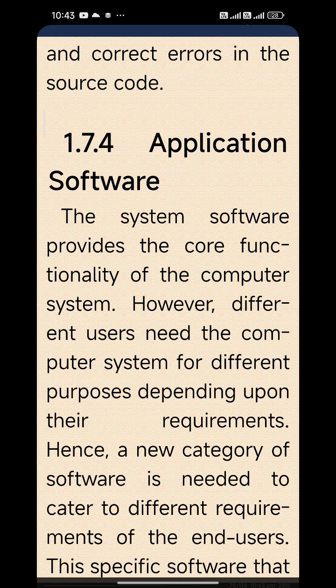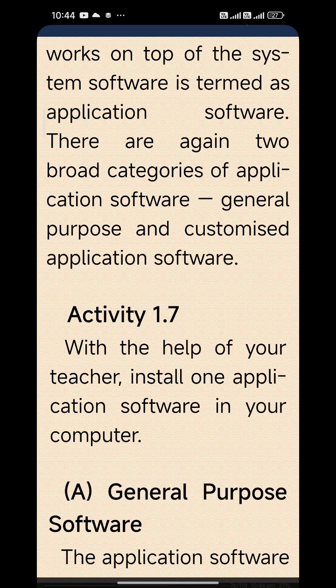1.7.4 Application software. The system software provides the core functionality of the computer system. However, different users need the computer system for different purposes depending upon their requirements. Hence, a new category of software is needed to cater to the different requirements of the end users. This specific software that works on top of the system software is termed as application software. There are again two broad categories of application software: general purpose and customized application software.